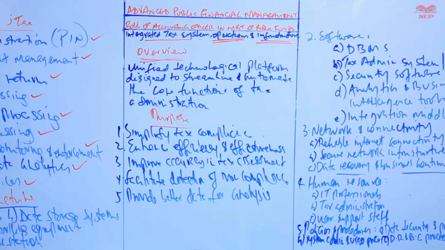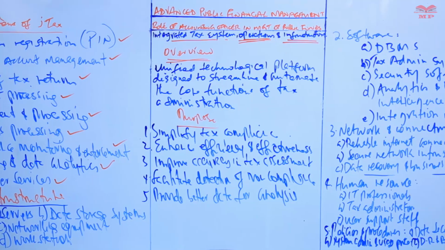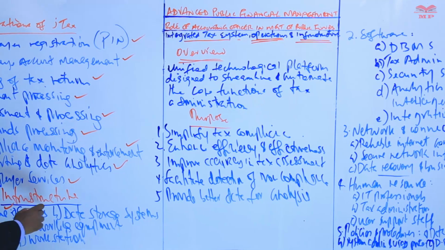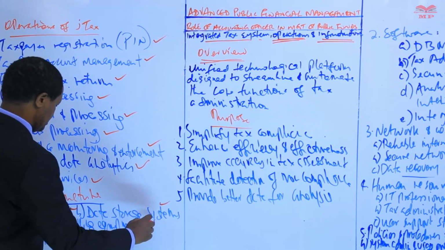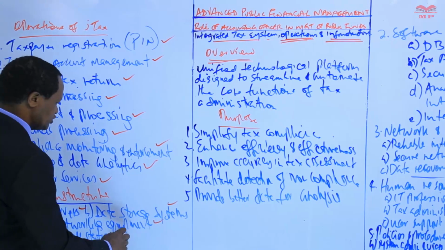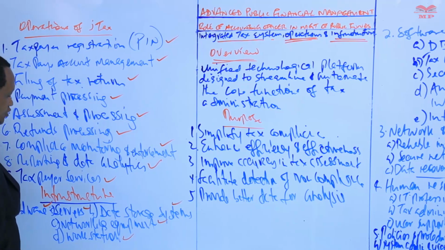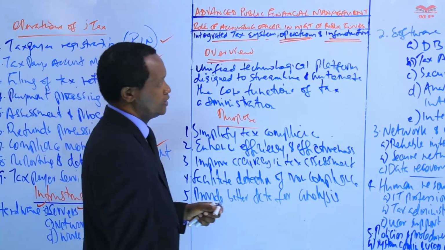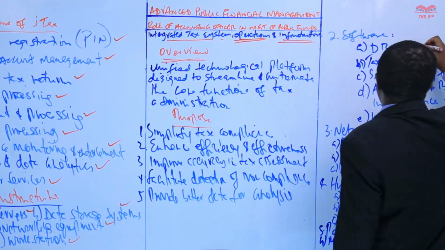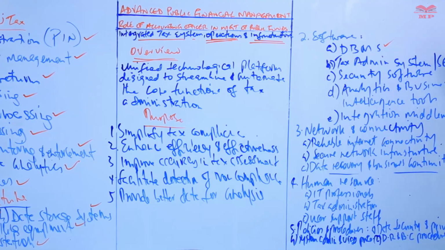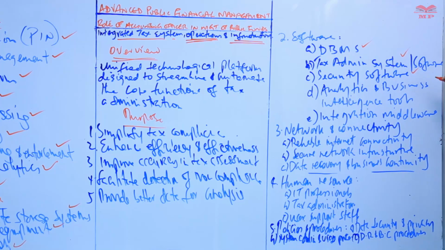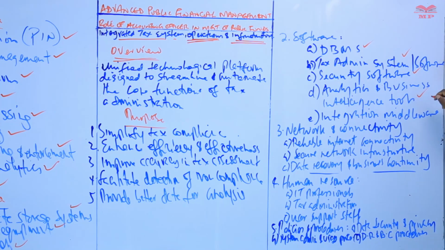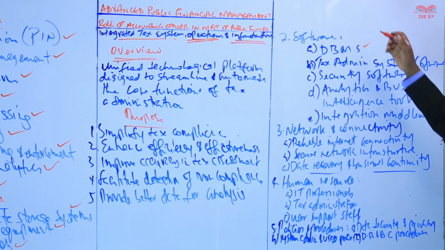We began by identifying hardware: servers, data storage systems, networking equipment, workstations like computers, printers, and so on. Then you have software: database management systems, tax administration systems or software, security software, analytics and business intelligence tools, then integration middleware as part of the software.